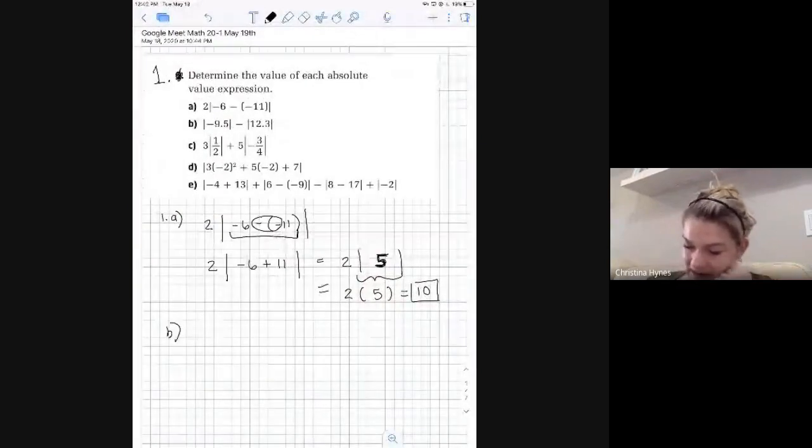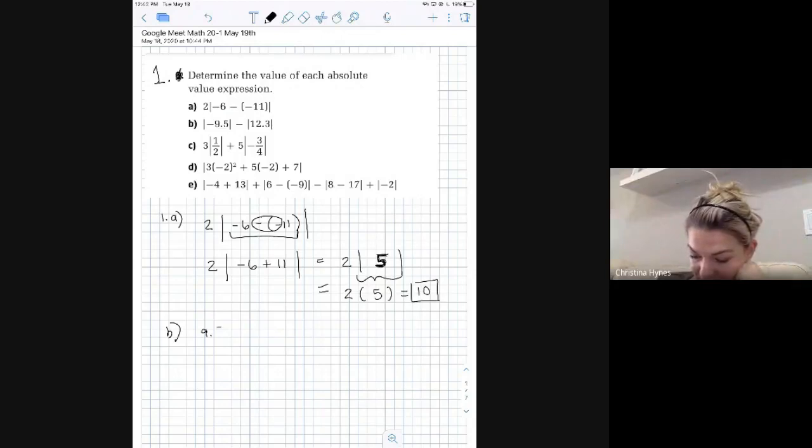Let's look at the next question, where it says the absolute of negative 9.5. Anytime you have a negative in absolutes, it becomes positive. So negative 9.5 just becomes positive 9.5. And then subtract 12.3. A positive number within those two line brackets does not change, so I would just have to subtract 12.3. So that's how the absolutes go away.